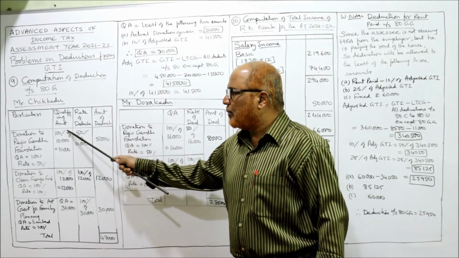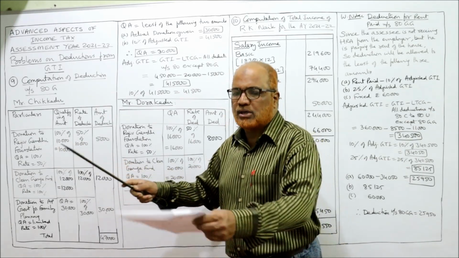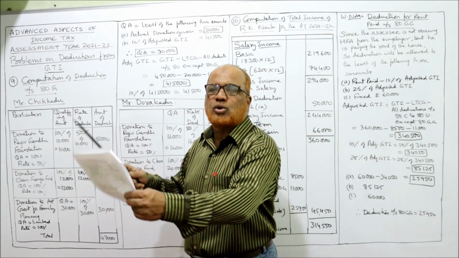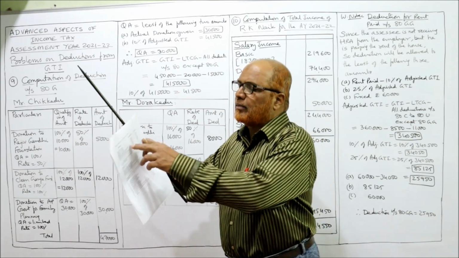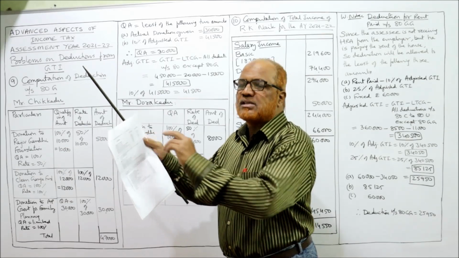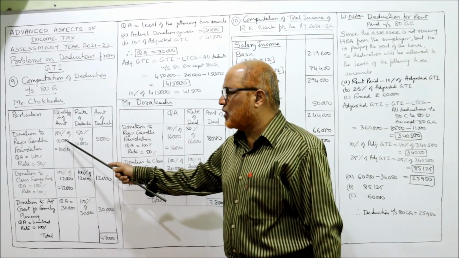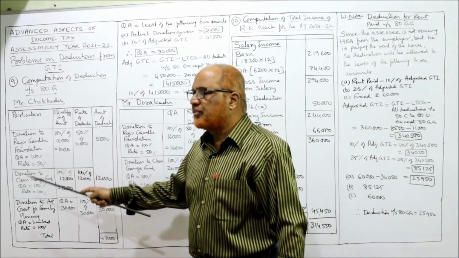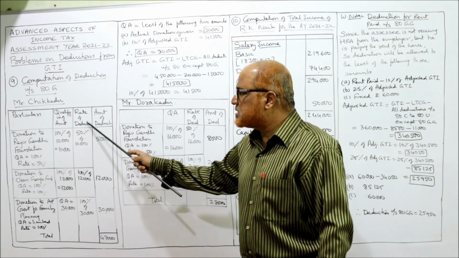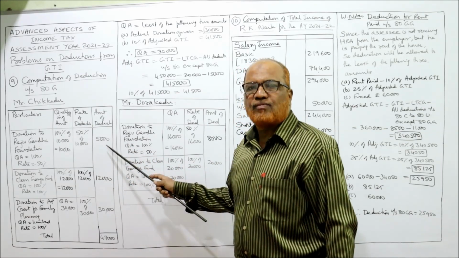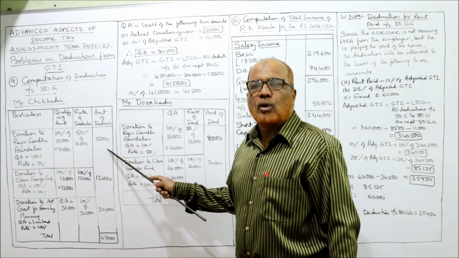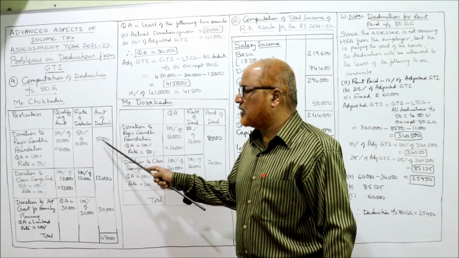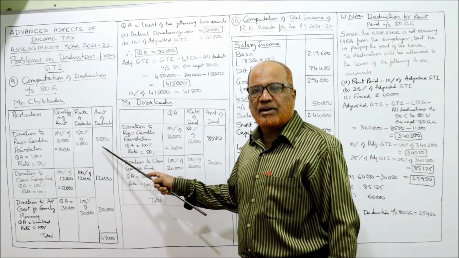Now, the qualifying amount is 100% of 10,000. 10,000 rupees is given as donation. It is given in the problem. Chikkadu gave 10,000 rupees as donation to Rajiv Gandhi Foundation. 100% of 10,000 is 10,000. The rate of deduction is 50%. So 50% of 10,000 is 5,000. The deduction allowed is 5,000.